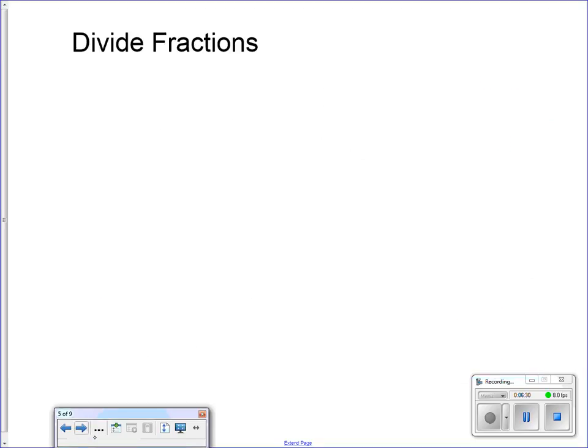So now that we've talked about multiplying, we're going to talk about dividing fractions. So what happens when you divide a fraction? So let's say we have 2/3 now divided by 3/4. How do you divide 2 fractions?